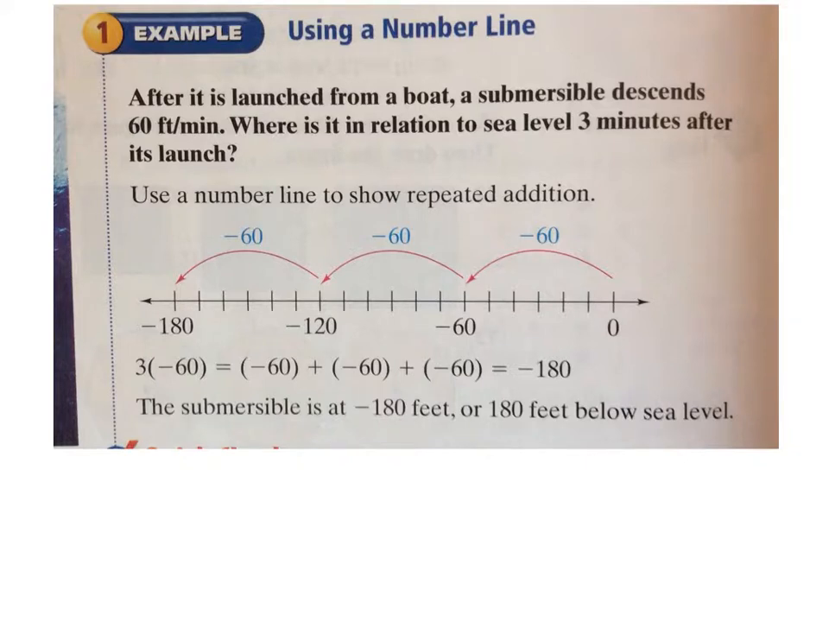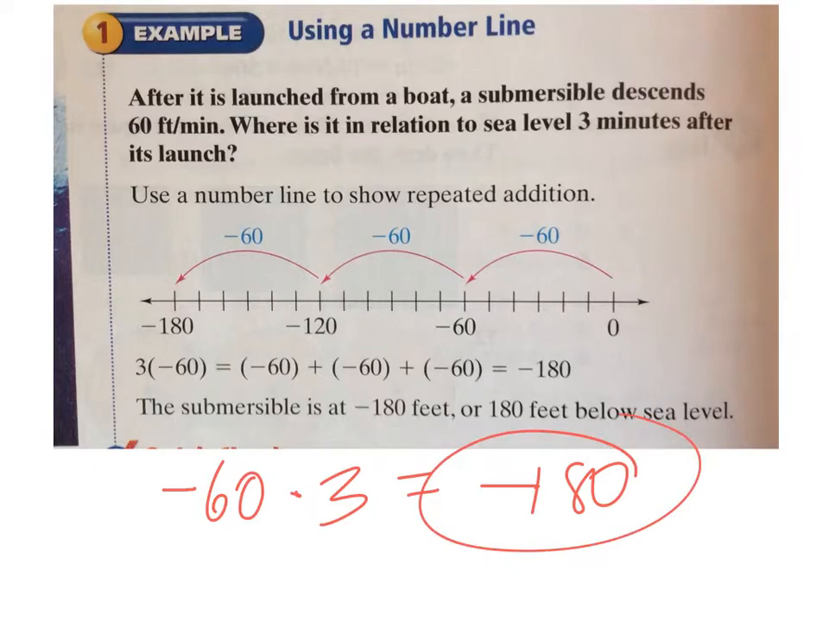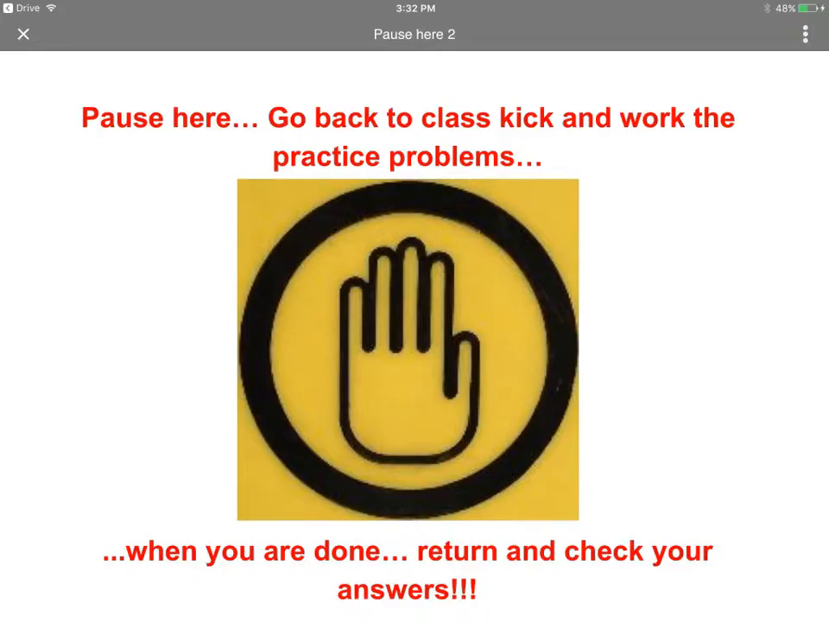What we're looking at is 60, or in this case negative 60 since it's descending, times 3 minutes. If you want to use an underline, that's fine, but that would get kind of cumbersome in my opinion. So we know we multiply 60 times 3. Well, that's 180. Different signs, so it's negative 180. Alrighty. Pause, head into class kick.